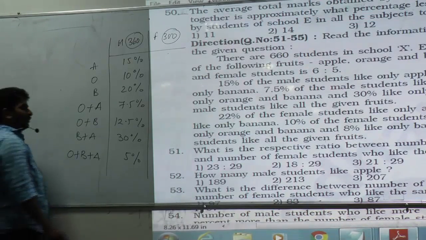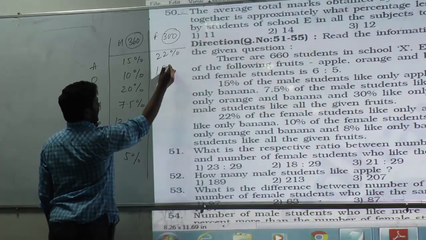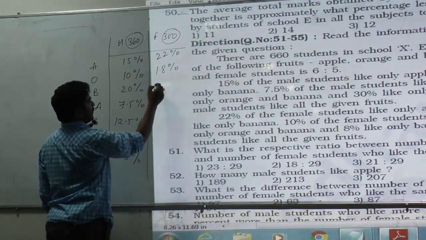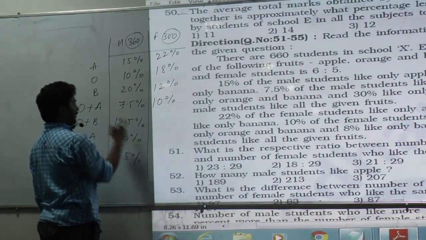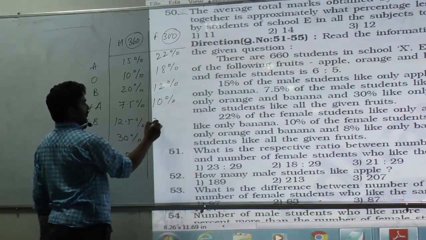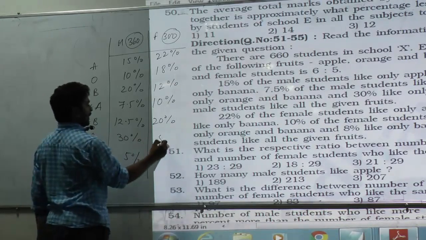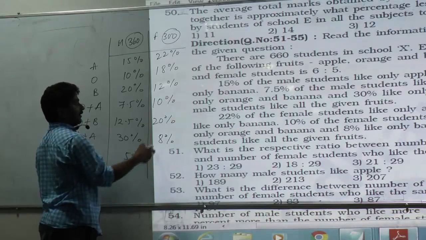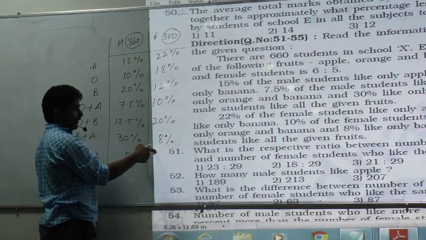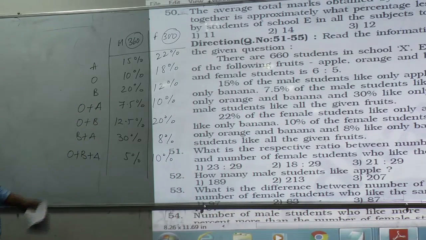Among female, 22% like only apple. 18% like only orange, 12% like only banana, 10% like orange and apple, 20% like orange and banana, 8% like banana and apple, remaining like all the given. Add everything, 90%, remaining is 10%. You don't need to convert, skip it like this. Question number 51.